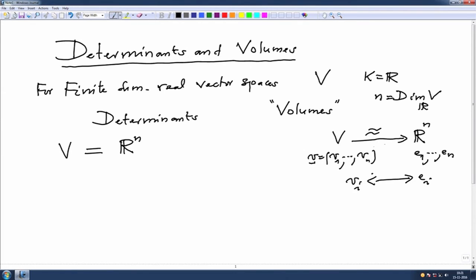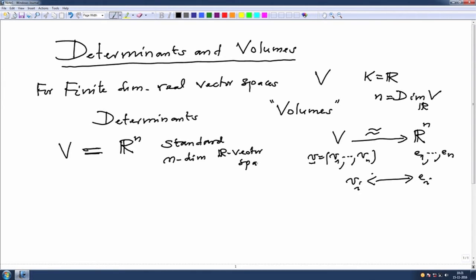So, I will transfer everything from this case to the general case. So, we will concentrate on the standard, this is called the standard n dimensional real vector space.